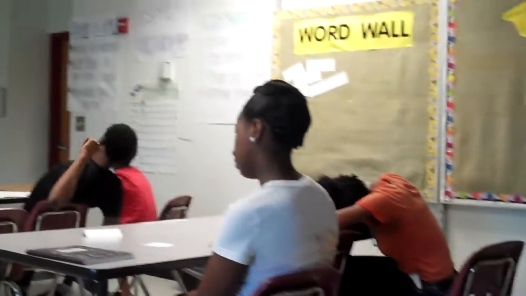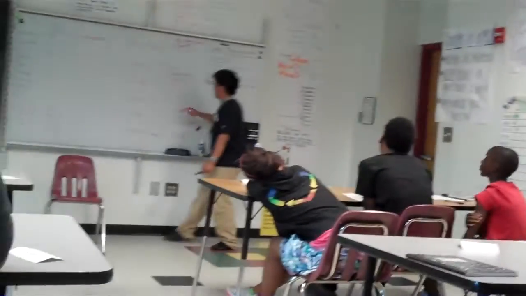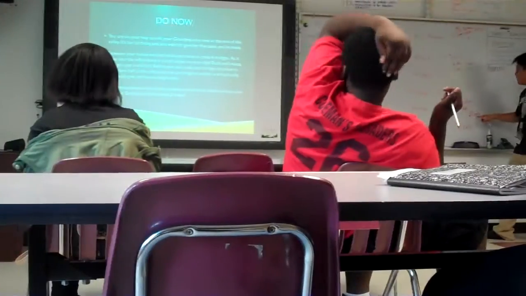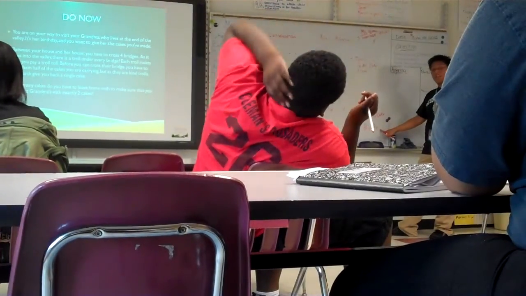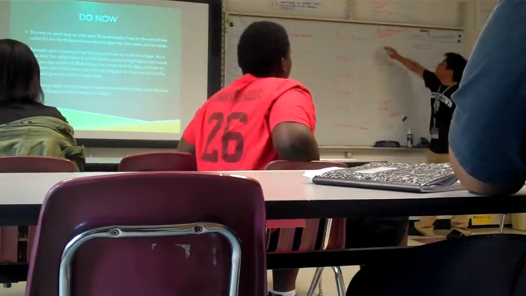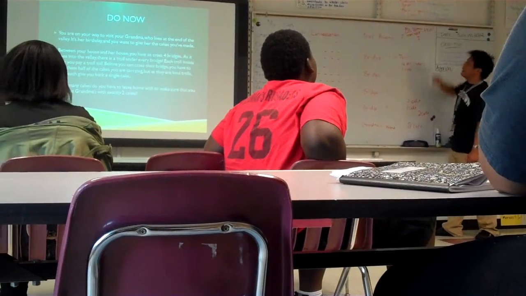Think about it. If you enter bridge 4 with 2 cakes, the controller takes 1/2, you're left with 1 cake. He gives you back 1 cake, you leave with 2 cakes, and you can go to grandma's house with 2 cakes. Do you see that? So the answer is you start with 2 cakes.